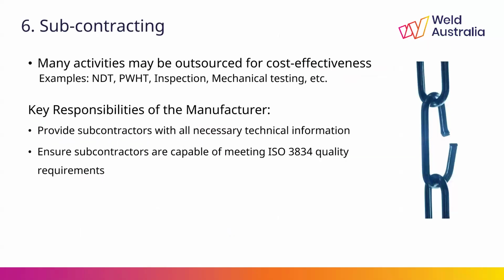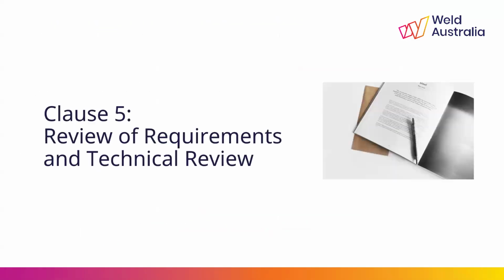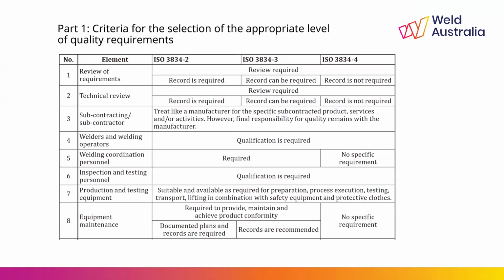Sorry, I've got another question. No worries. In this table, a record is required for both, but not where it is stated that a documented procedure is required. Yeah, the table doesn't provide details about the document, but when we say review required for both review of requirement and technical review, record here means two types of document.